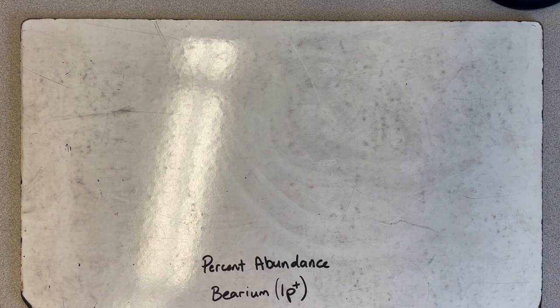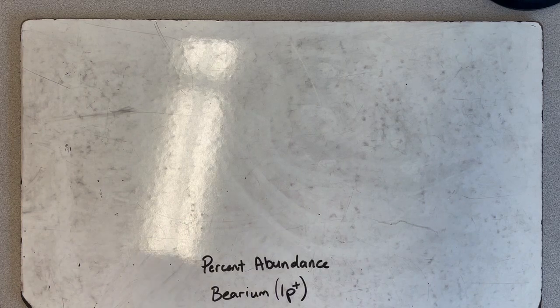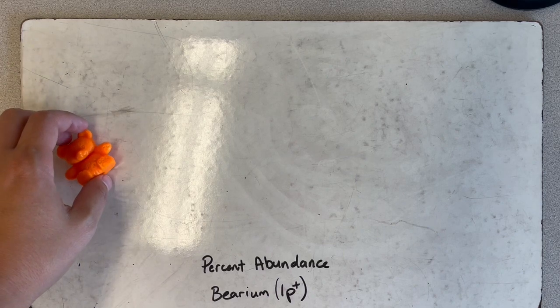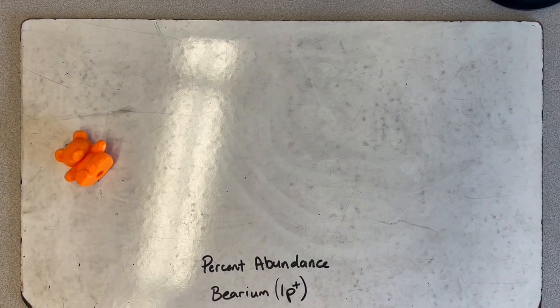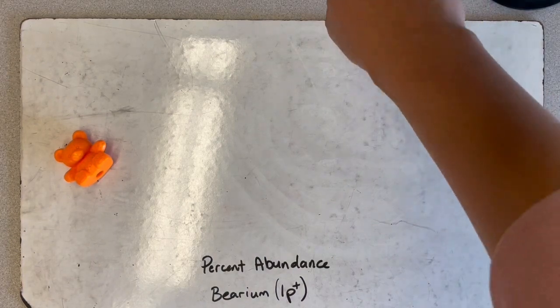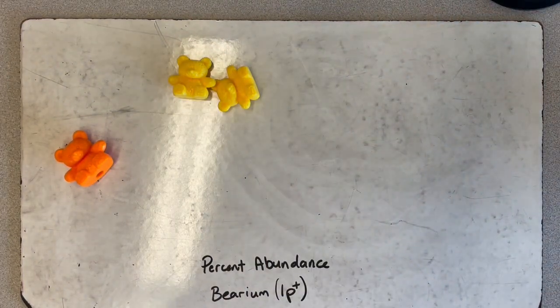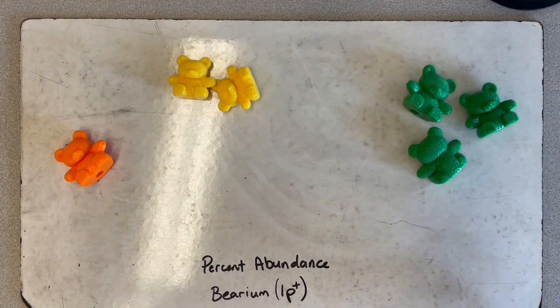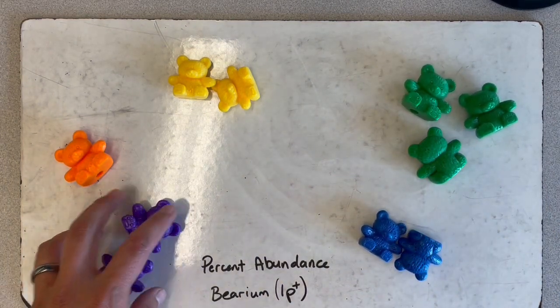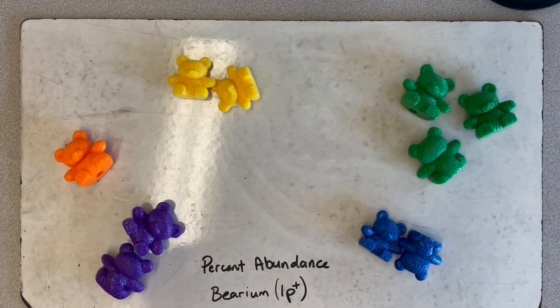And so what we're going to do is pretend that we are discovering a new kind of atom. This one will be called barium. We're going to look throughout the world for different kinds of barium. We're going to try and get a sample that is representative of everything in the world. So I find all the orange barium, I find all the yellow barium, I find all the green barium, I find all the blue barium, and I find all the purple barium. So there are 5 isotopes of barium. They don't all have to be stable, but they can be.